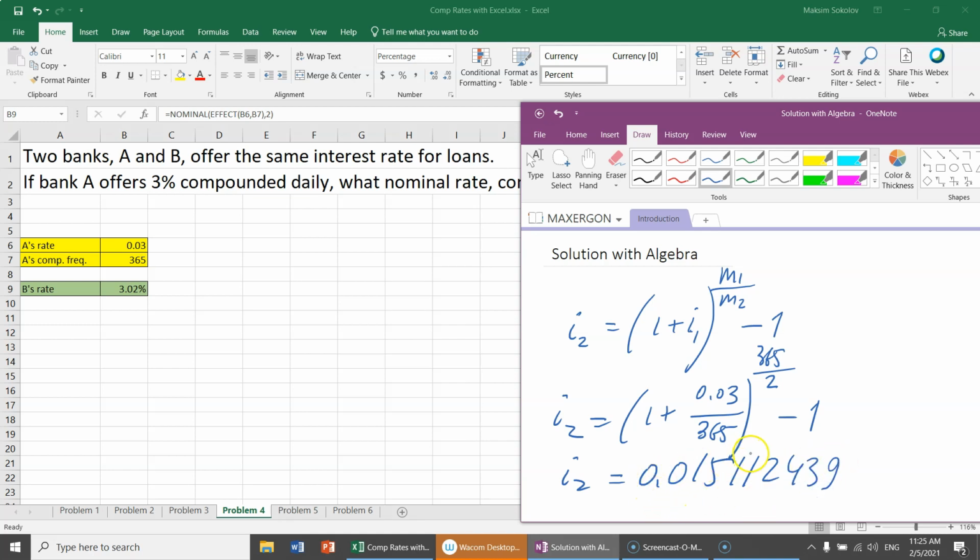0.0151124339. Of course, what we found right now is the periodic rate. If we now try to find J2, which is the nominal rate, that's going to be I2 times 2, because I2 is compounded semi-annually, so there are 2 compounding periods. The answer will be 3.02% if rounded to 2 decimals, which is exactly the same answer as we received with Excel.